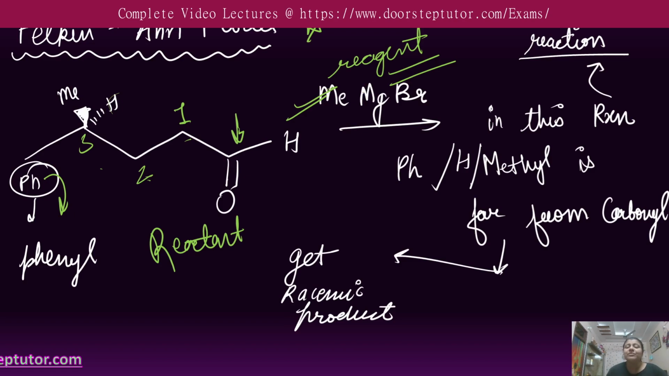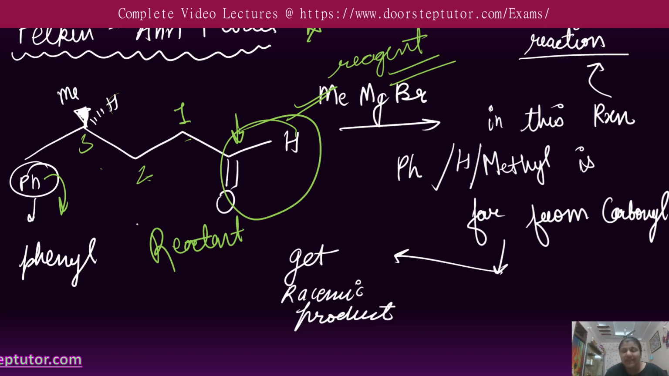The function of the Grignard reagent is that the carbonyl group gets reduced, with the attachment of OH and the R group. I am saying that this particular C=O group is far away from this asymmetric center. In this reaction, the phenyl group, which can be a hydrogen or a methyl group, is very far from the carbonyl group.